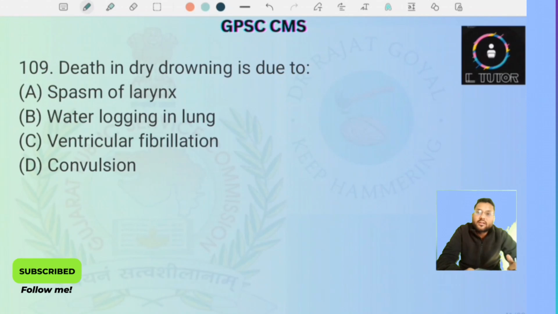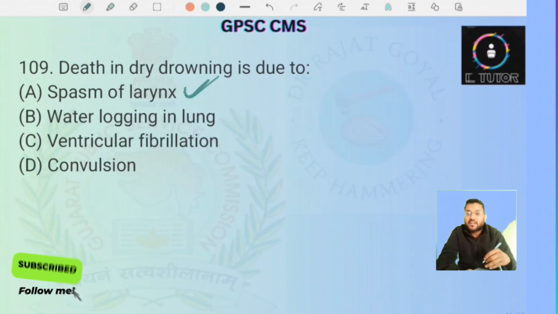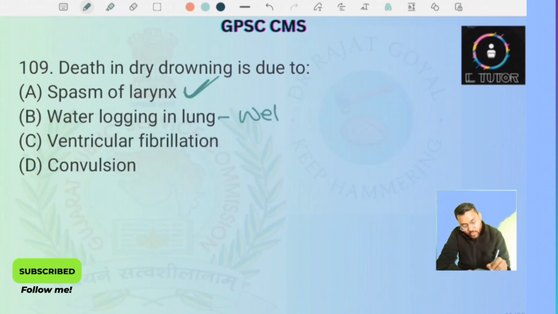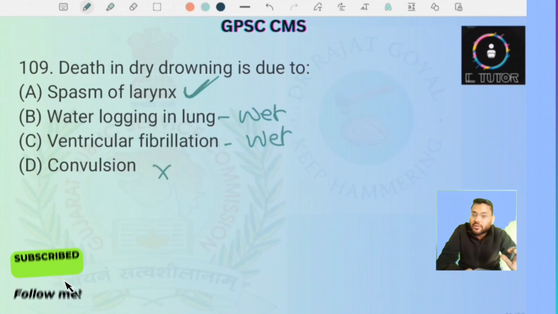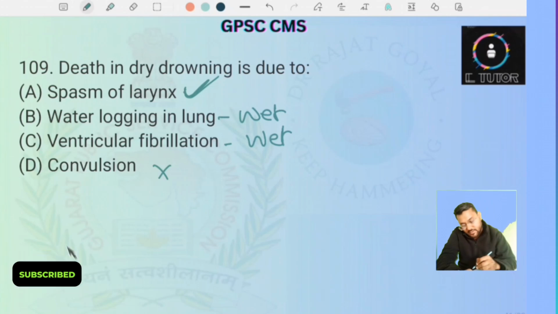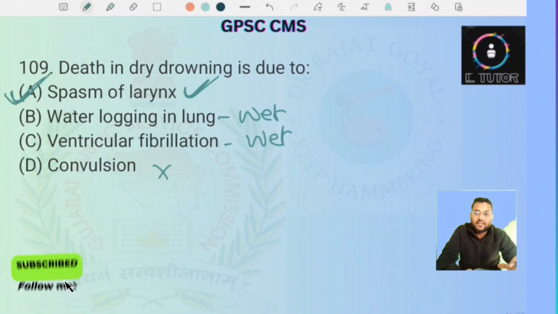Death in dry drowning is due to: first is spasm of larynx, this is true. Waterlogging in lungs is seen in wet drowning, not dry drowning. Ventricular fibrillation is again a feature of wet drowning. And convulsion, no, it is not seen in drowning. So here the best answer will be option A, spasm of larynx, which is the cause of death in dry drowning.